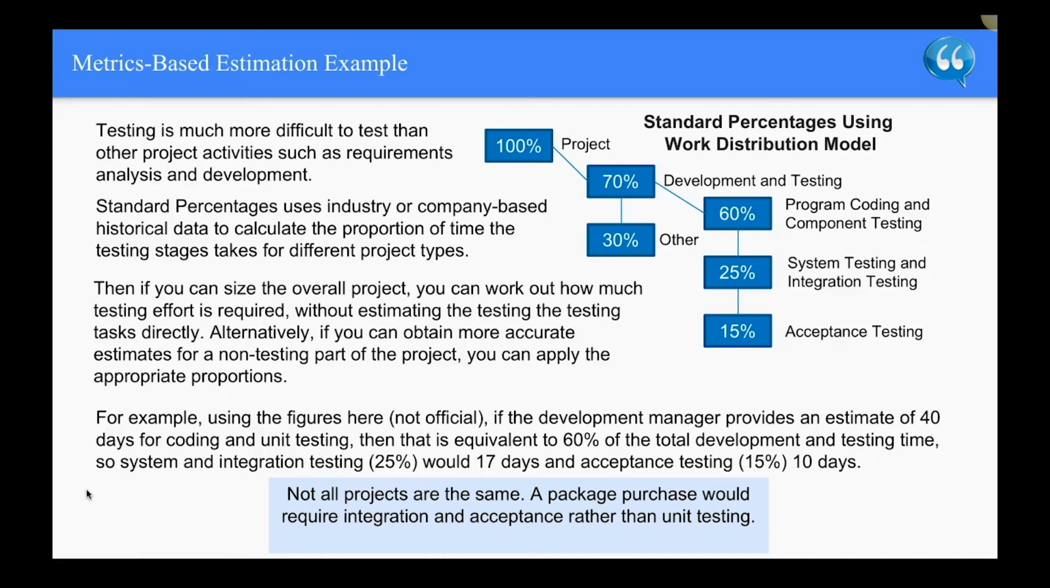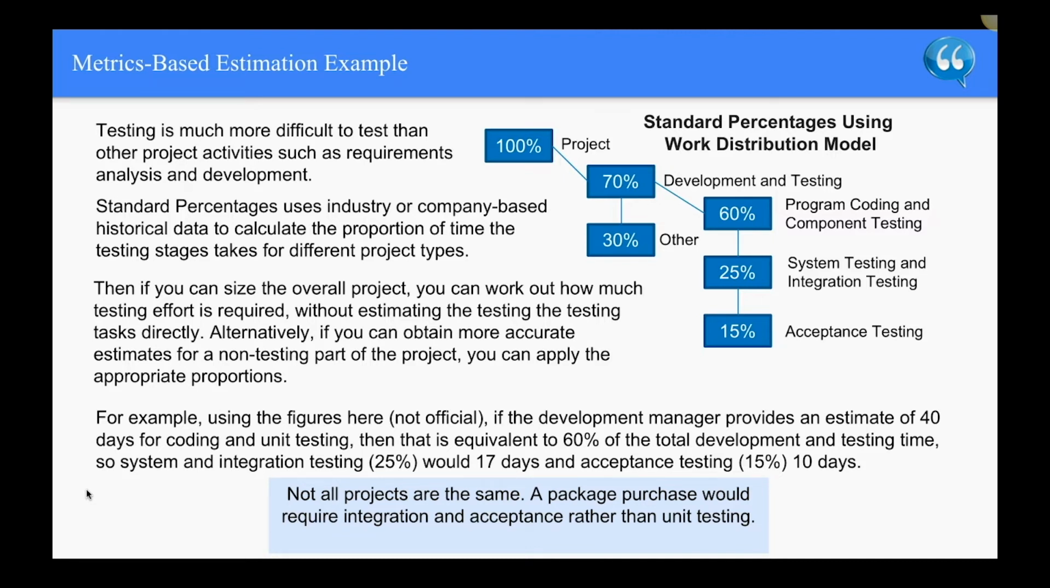Metrics-based estimation example, based on standard percentages using a work distribution model. Testing is notoriously more difficult to estimate than other project activities, such as requirements analysis and development. Standard percentages use industry or company-based historical data to calculate the proportion of time the testing stage takes for different project types. Then if you can size the overall project, you can work out how much testing effort is required without estimating the test task directly.